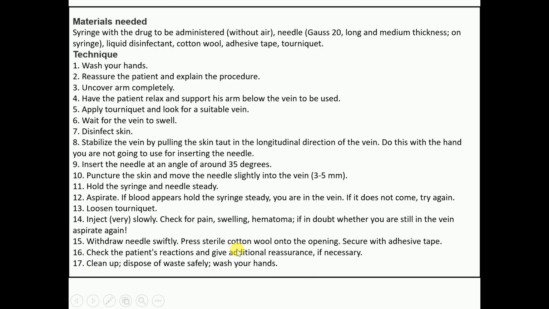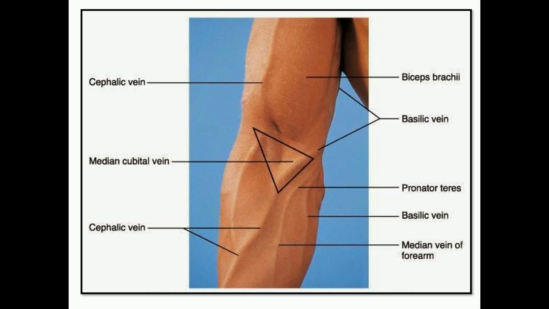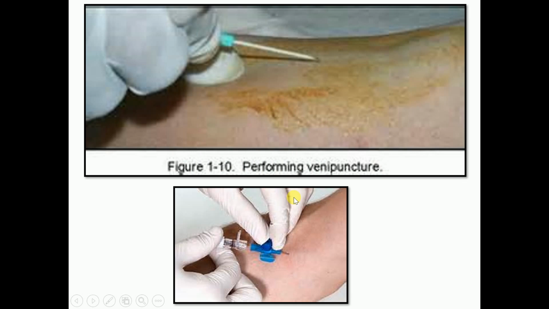Either we can collect blood for a blood transfusion, or for any investigative purpose, and we also give an intravenous injection or IV infusion. So the vein of choice is the median cubital vein. The median cubital vein is obliquely present in the cubital fossa, which connects the cephalic vein to the basilic vein. This diagram shows the venipuncture.